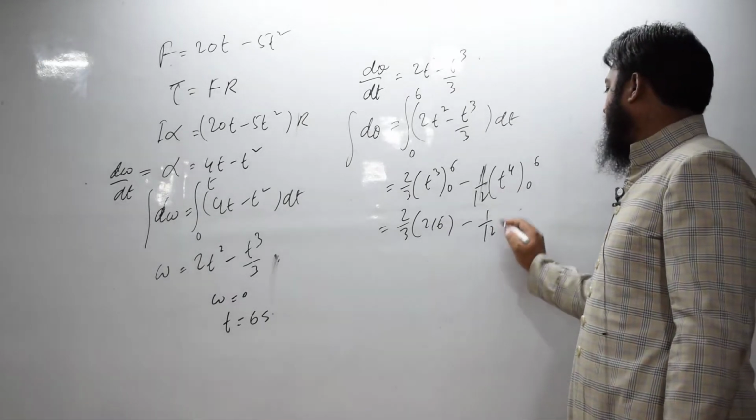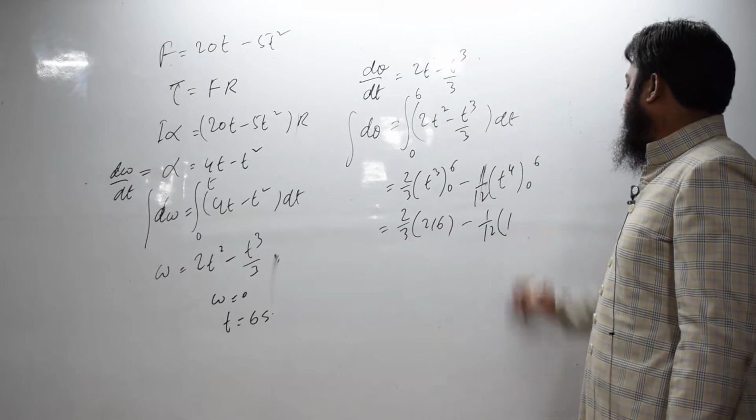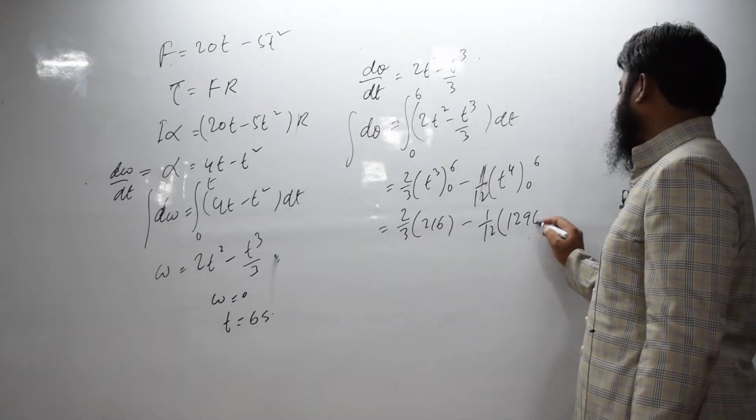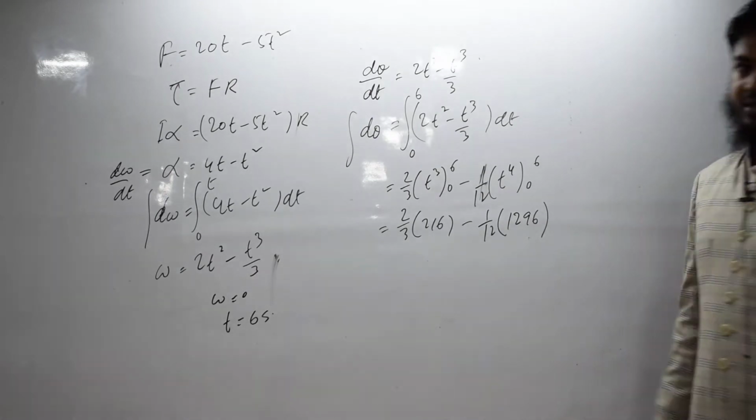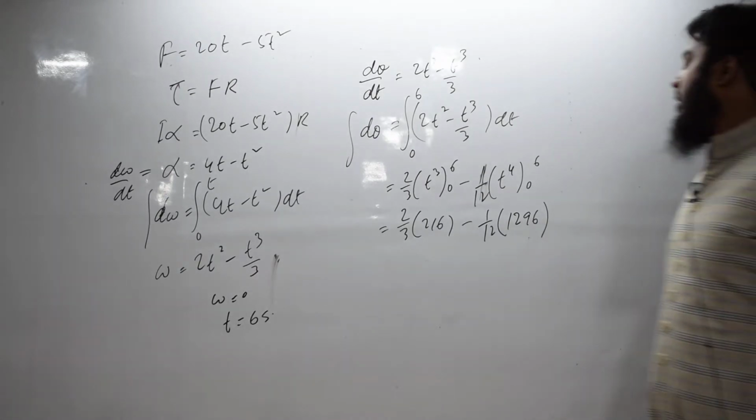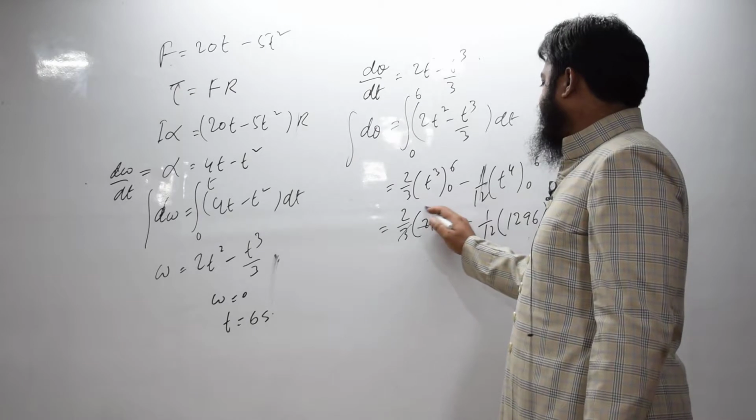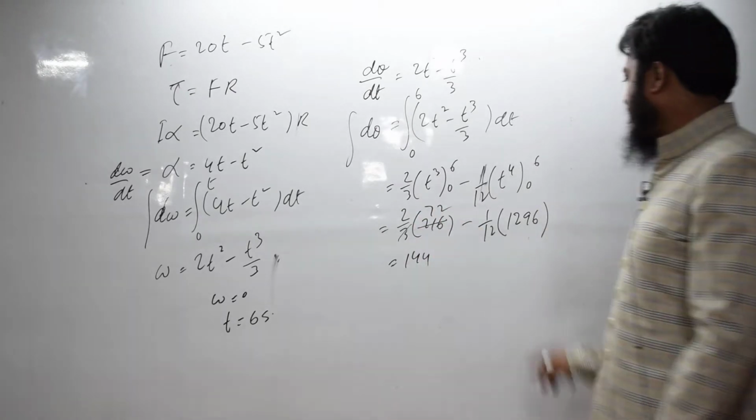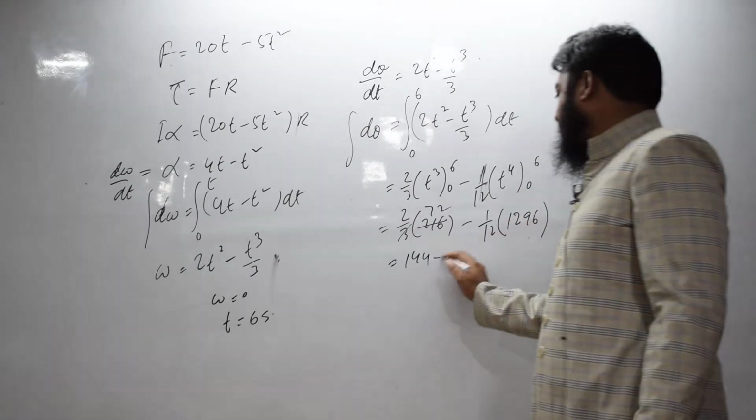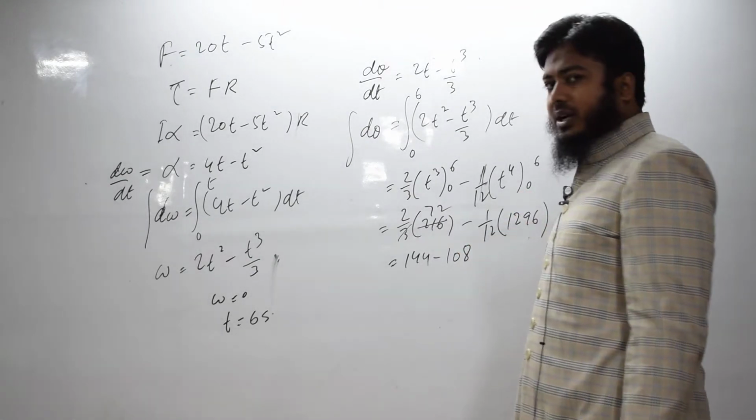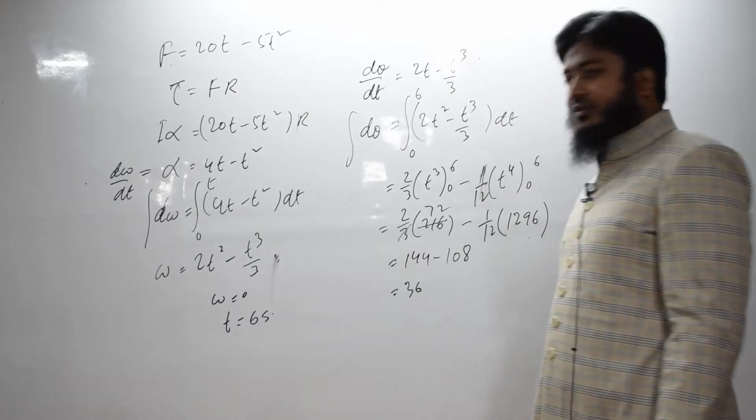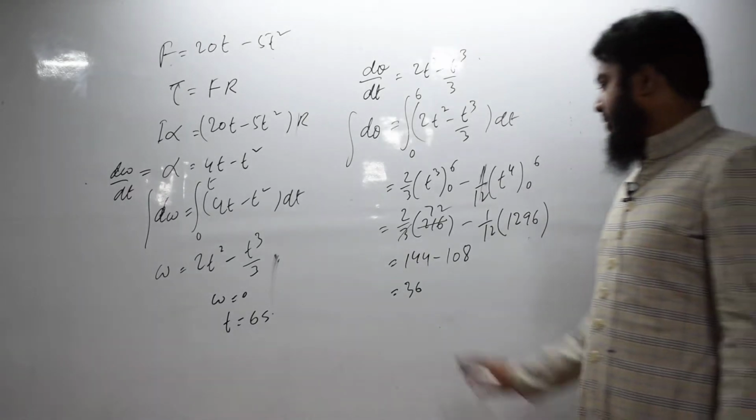So, 1/12, and 6 to the power 4 is 1296. Now, this is 144, 72 into 2 is 144, and this is 108. So, the angular displacement for 6 seconds is 36.